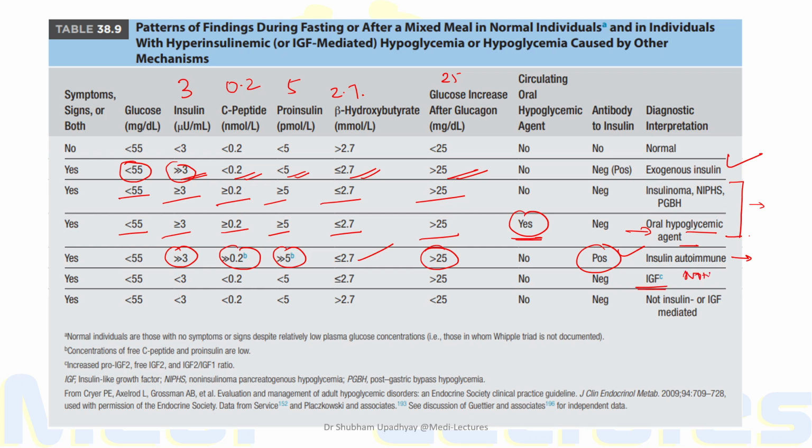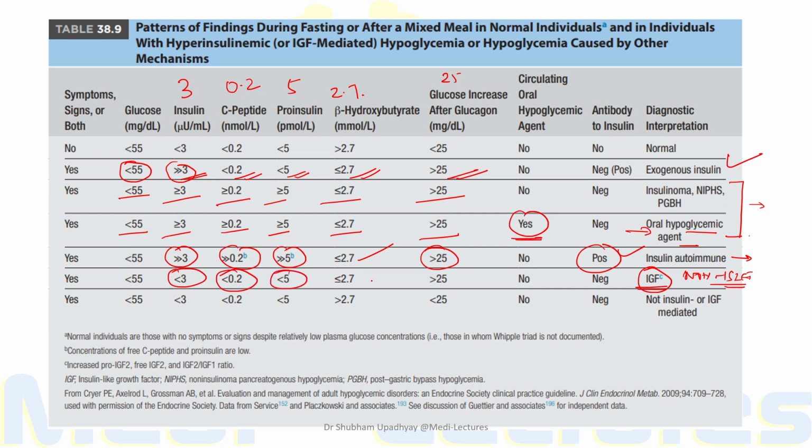Non-islet cell hypoglycemia, which is due to mesenchymal or epithelial tumors, is due to IGF. In this, insulin levels will be suppressed. C-peptide, then proinsulin, all will be suppressed.